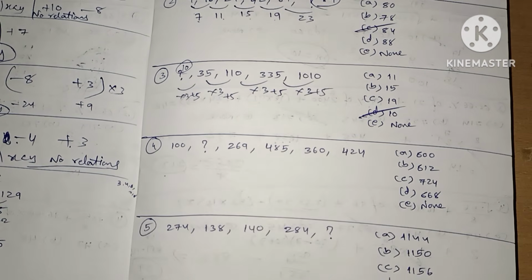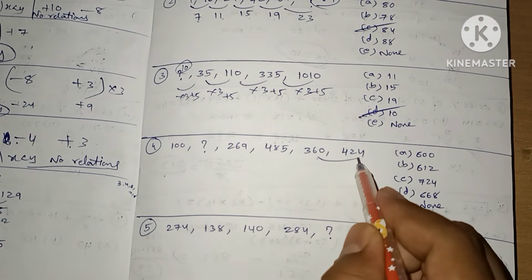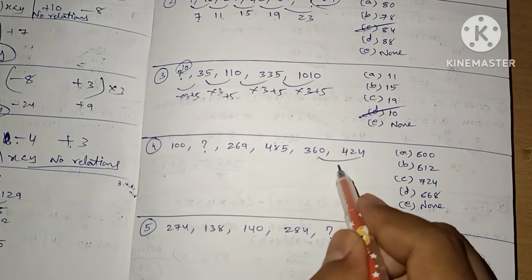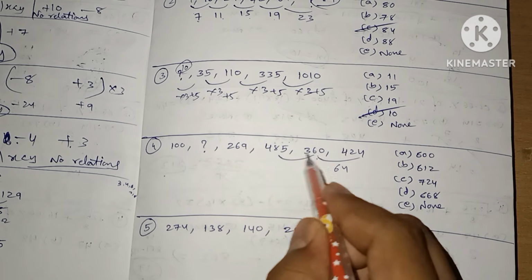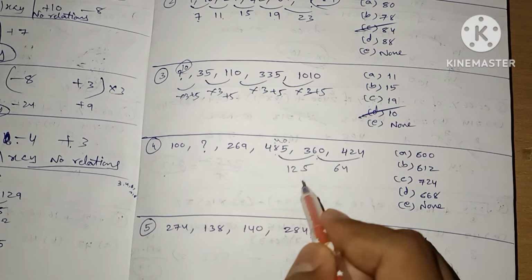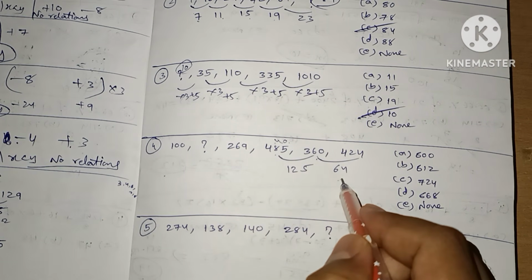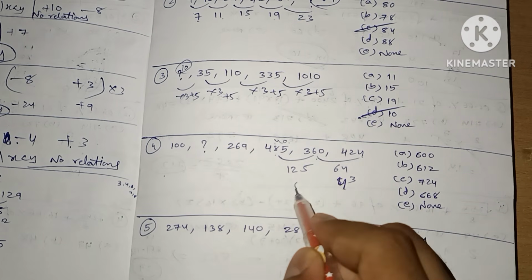Next, fourth one. Here we see the difference of 40 and 24 means 64. Here we see a difference of 40 plus 85, which will be 125. This is 4 cube. This is 5 cube.